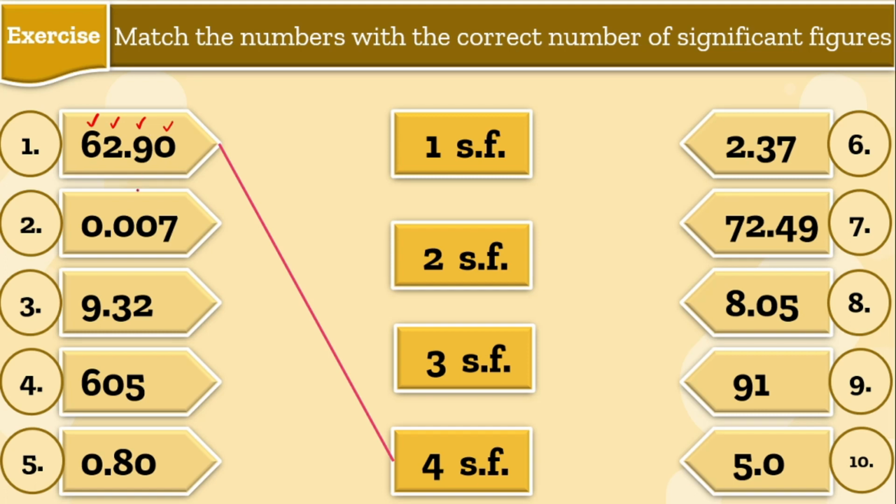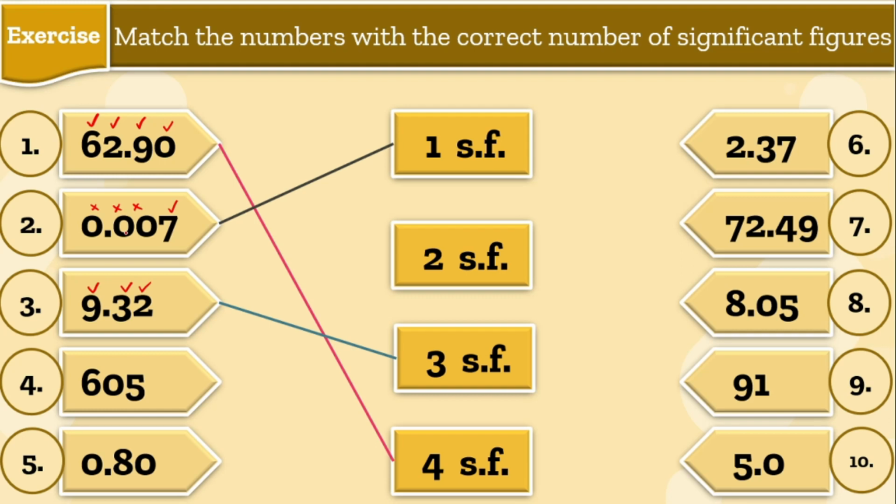Question number 2, 0.007. Okay, this is definitely counted. These 3 zeros are zero digits before the first non-zero digit, so they are not counted. So 0.007 has only one significant figure. Question number 3, 9.32. 1, 2, 3. So there are 3 significant figures. This is very easy. All non-zero digits are significant figures.